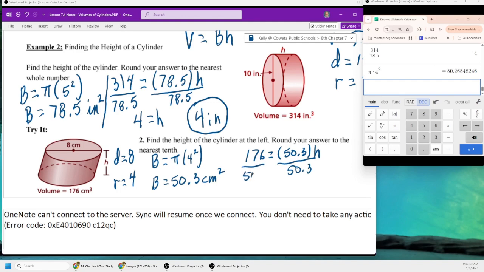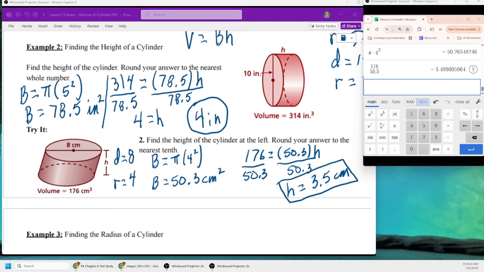Anybody, what'd you get when you did that? So 176 divided by 50.3 is 3.5. So the height then of that shape is 3.5. 3.5 what? Just centimeters. All right. Good job.